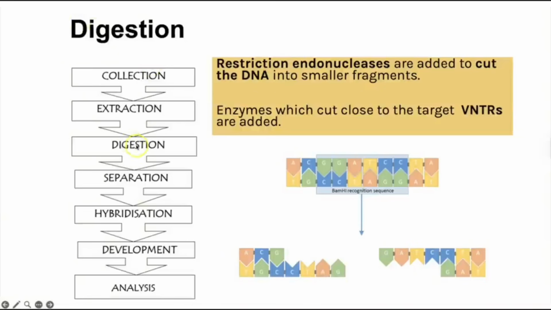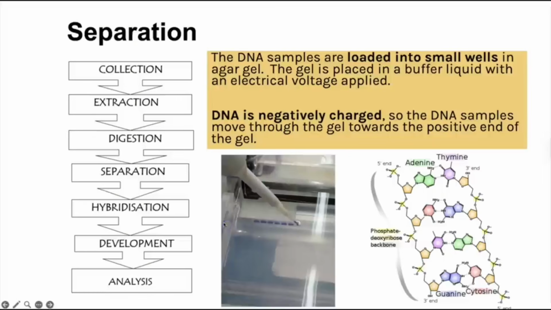Then we have the digestion stage, once we've collected and extracted the DNA. The digestion stage is when we use restriction endonucleases to cut that DNA up at the recognition sequence or restriction sites. Enzymes which cut close to your target VNTRs will be added, and we get that palindromic sequence with those sticky ends. Now we need to separate out all of those cut up VNTRs.